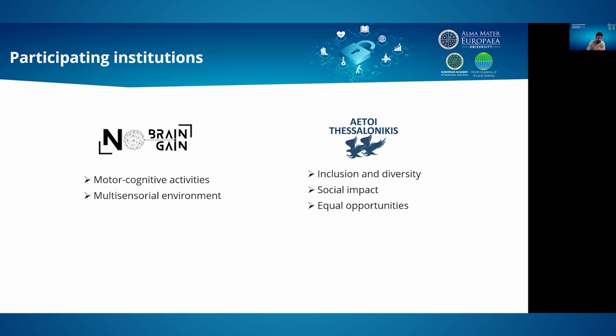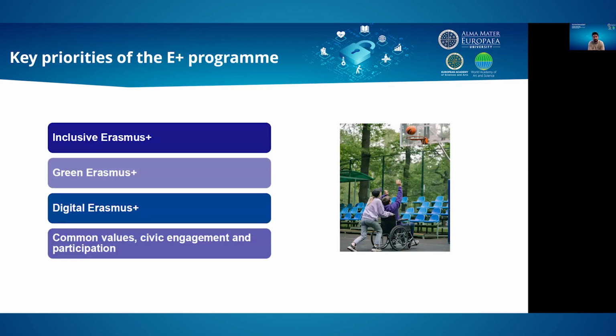So when approaching an Erasmus Plus project, it is very important to consider the key EU priorities. So it can be, as you can see in the slide, inclusion and diversity, green Erasmus, the digital dimension, and common values, civic engagement, and participation. So in our case, we chose to focus particularly on inclusion. Our aim was actually to create positive changes in our local environments by combining the expertise from the Greece partner and our own expertise from the Association Movement for the Brain from Slovenia.